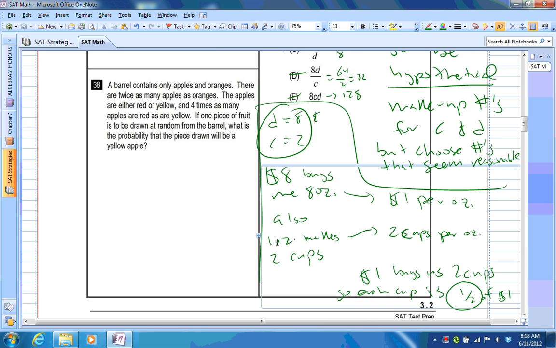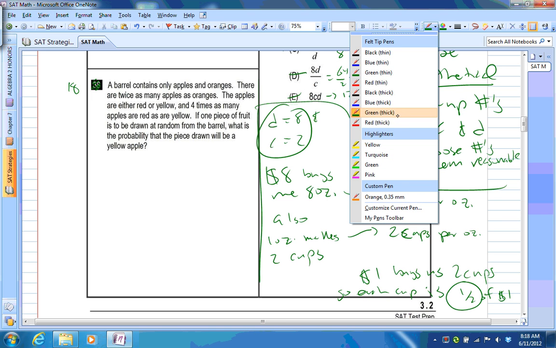All right, last problem, number 38. This is also a tough one. Actually, on the SAT, this would be more like a number 18. So a barrel contains only apples and oranges. There are twice as many apples as oranges. The apples are either red or yellow. 4 times as many apples are red as are yellow. If one piece of fruit is to be drawn at random from the barrel, what is the probability that the piece drawn will be a yellow apple?